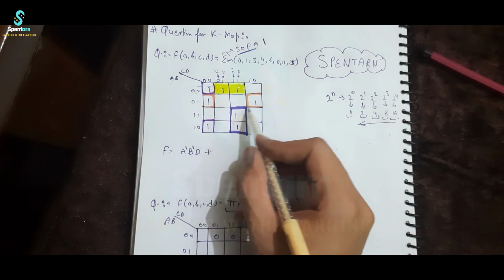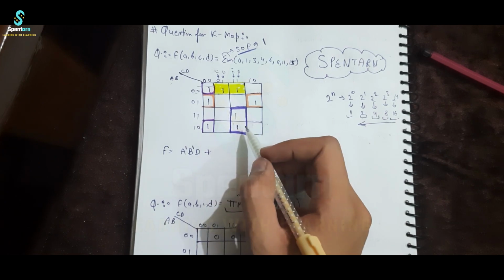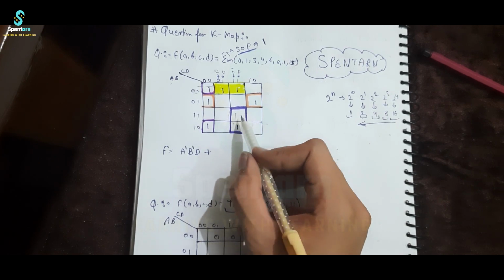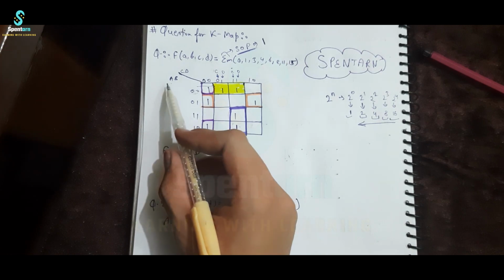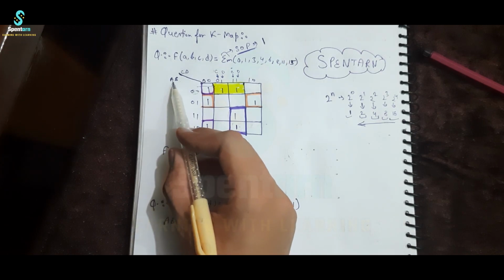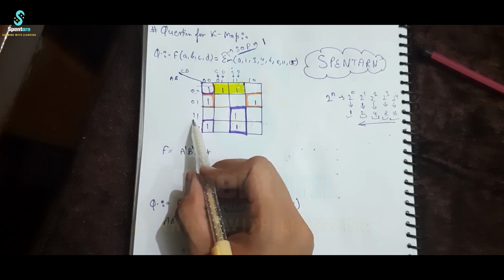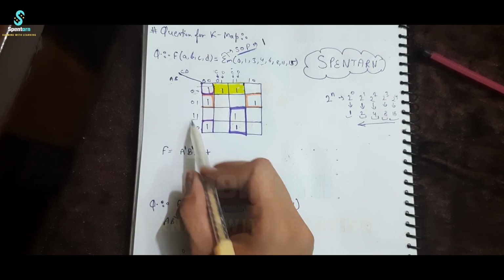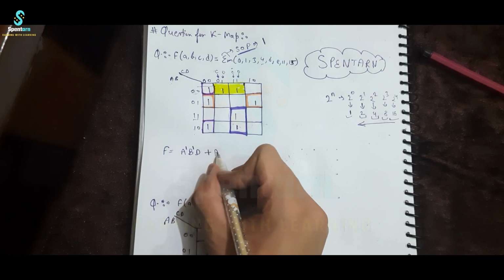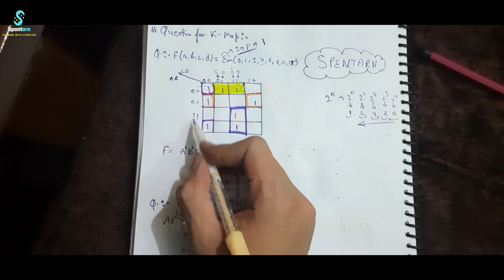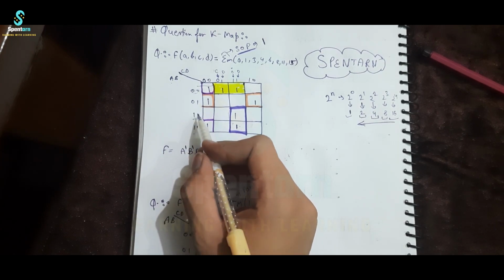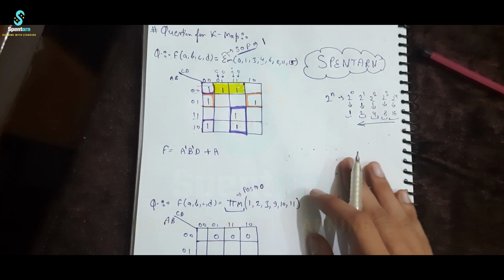Now we are moving ahead with this purple group of cells. Now 1 1 we have. If we take AB, in both of the cases we have a common. That means I can write down A, because A is 1 in both the cases, but B is getting changed, so we will neglect B.